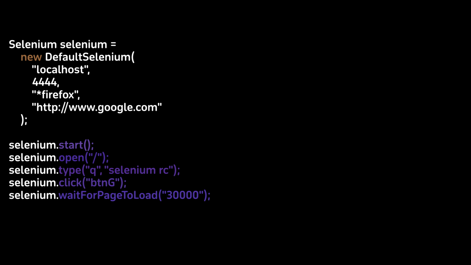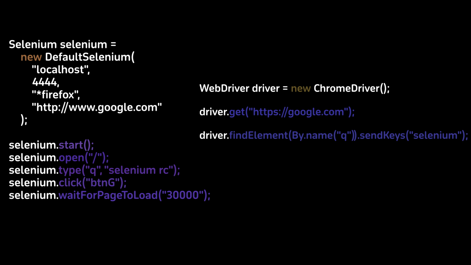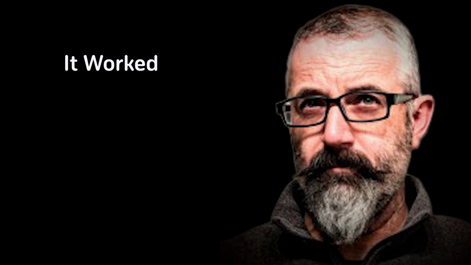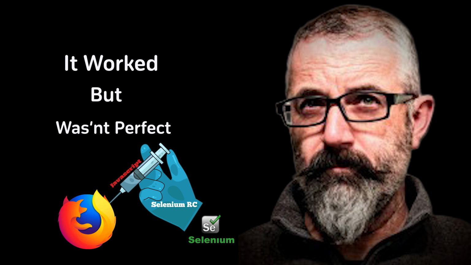The code would look like this. And if you compare it to the Selenium code we write today, you will notice something interesting. Launching a browser required so many parameters. While it worked, it wasn't perfect. Browsers were still getting control indirectly.